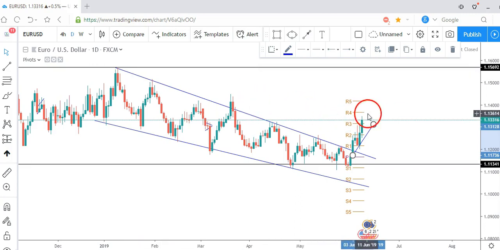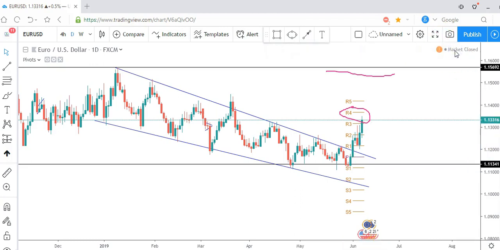So your TP1 right now can be at the R4 here, and your final target will be at the 1.156 price zone up here. So you don't just have to base your trade adjustment on the pivot levels alone. You confirm them with other technical tools.